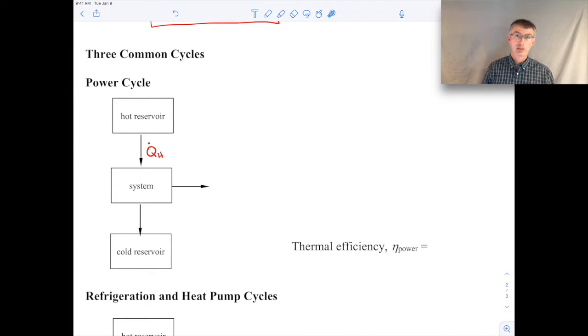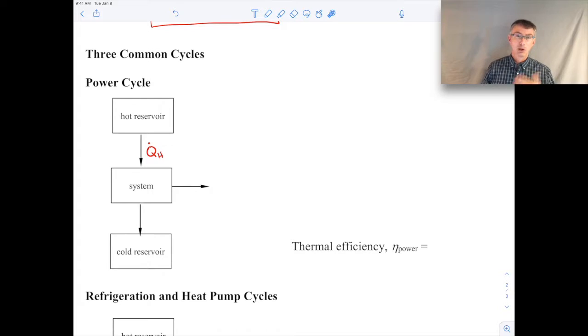Same sort of thing when we talk about burning fuel in a power plant, like burning coal. We're going to assume that there's enough coal being burned that when we pull the energy out, it doesn't decrease the temperature in the combustion chamber. Okay, so that's what we mean by a reservoir. So what we're going to do is pull some energy out of that hot reservoir, and then that goes into our system.